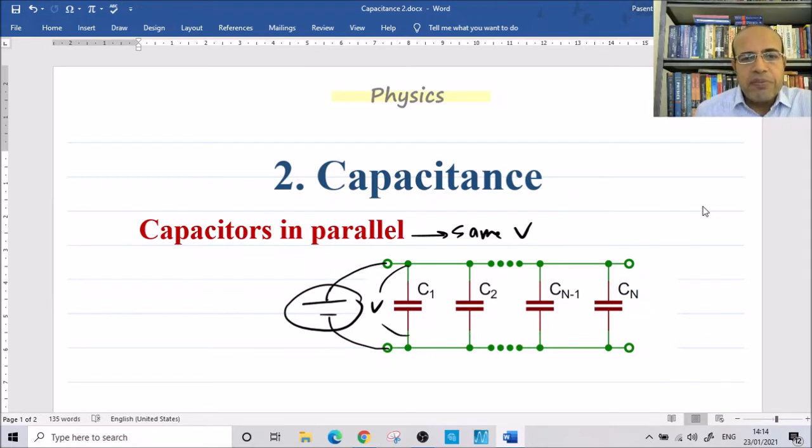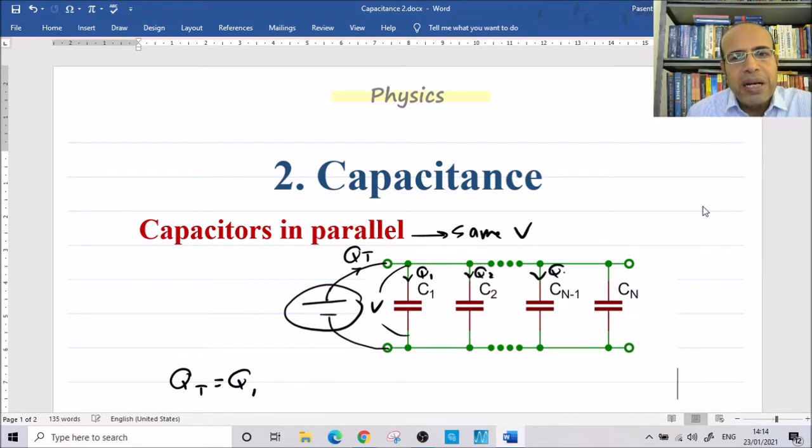Different charges means Q total comes from the battery. So at this position, this is Q total. And then we have here Q1, Q2, Q3, and so on. So Q total equals Q1 plus Q2 plus Q3 and so on.